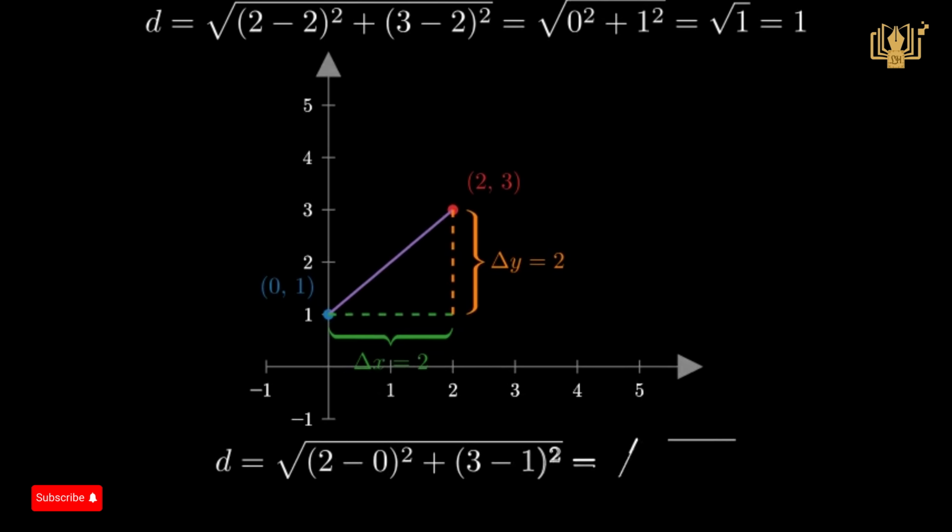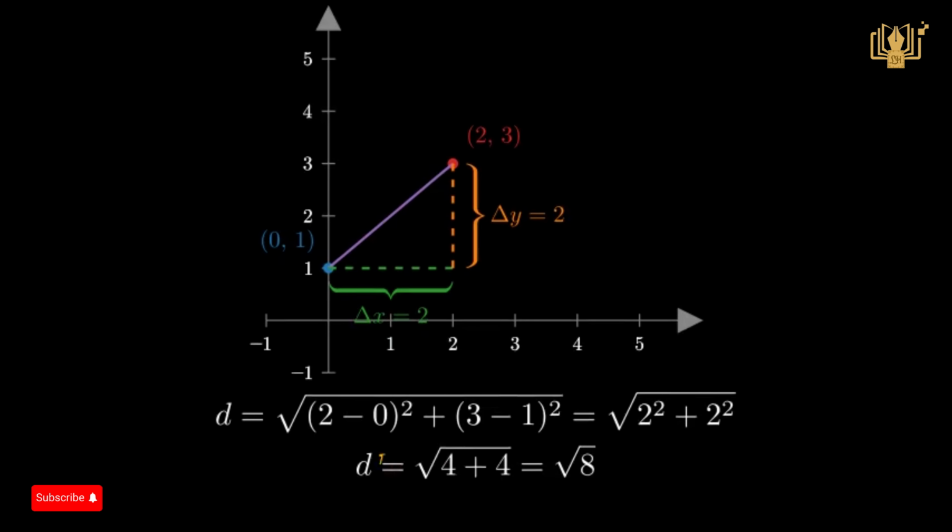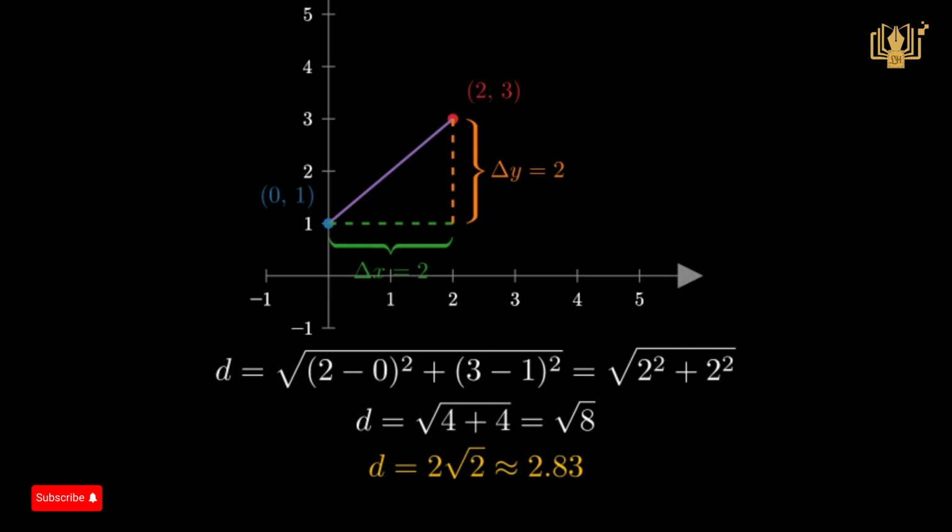Using the distance formula, the square root of 2 squared plus 2 squared. That equals the square root of 8, which simplifies to 2 times the square root of 2, approximately 2.83. Example 4.